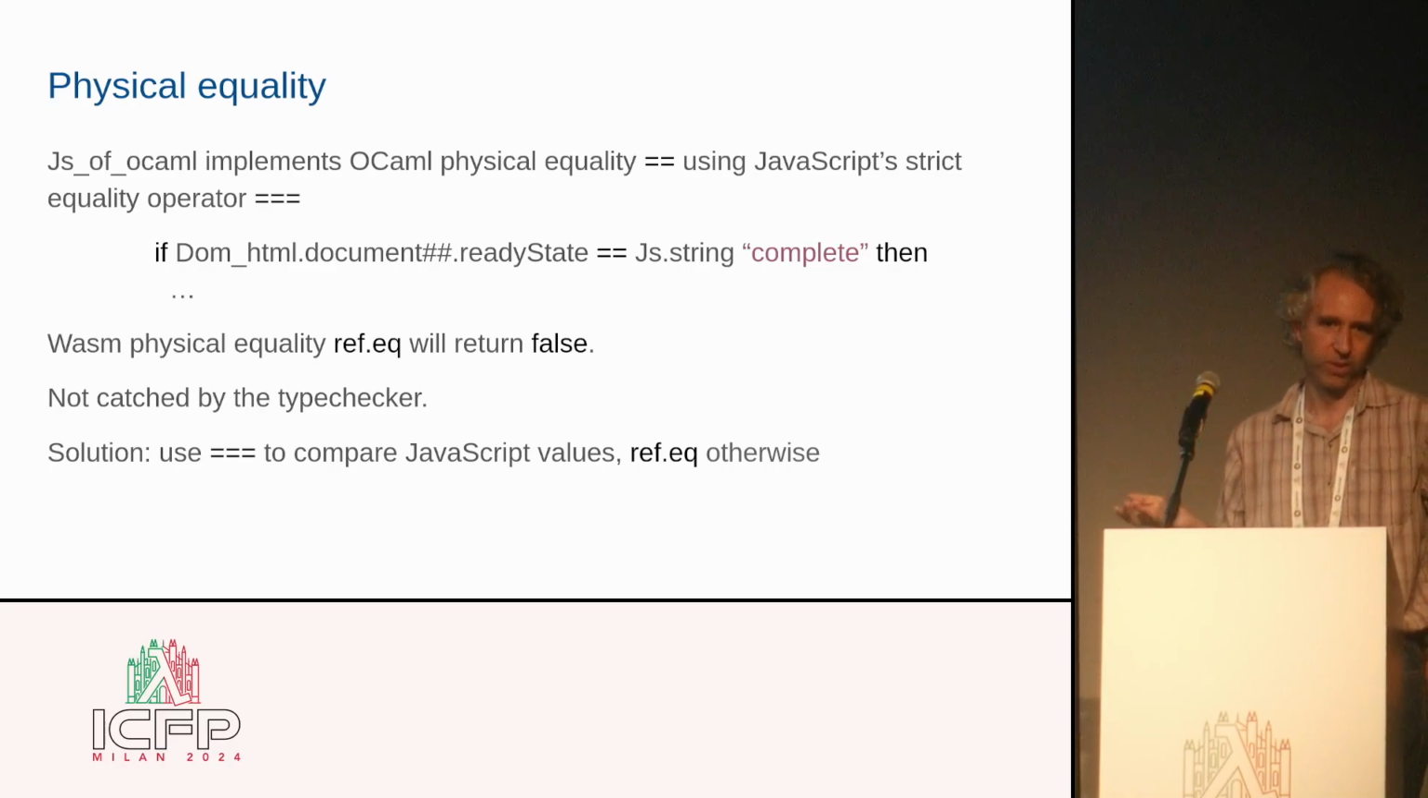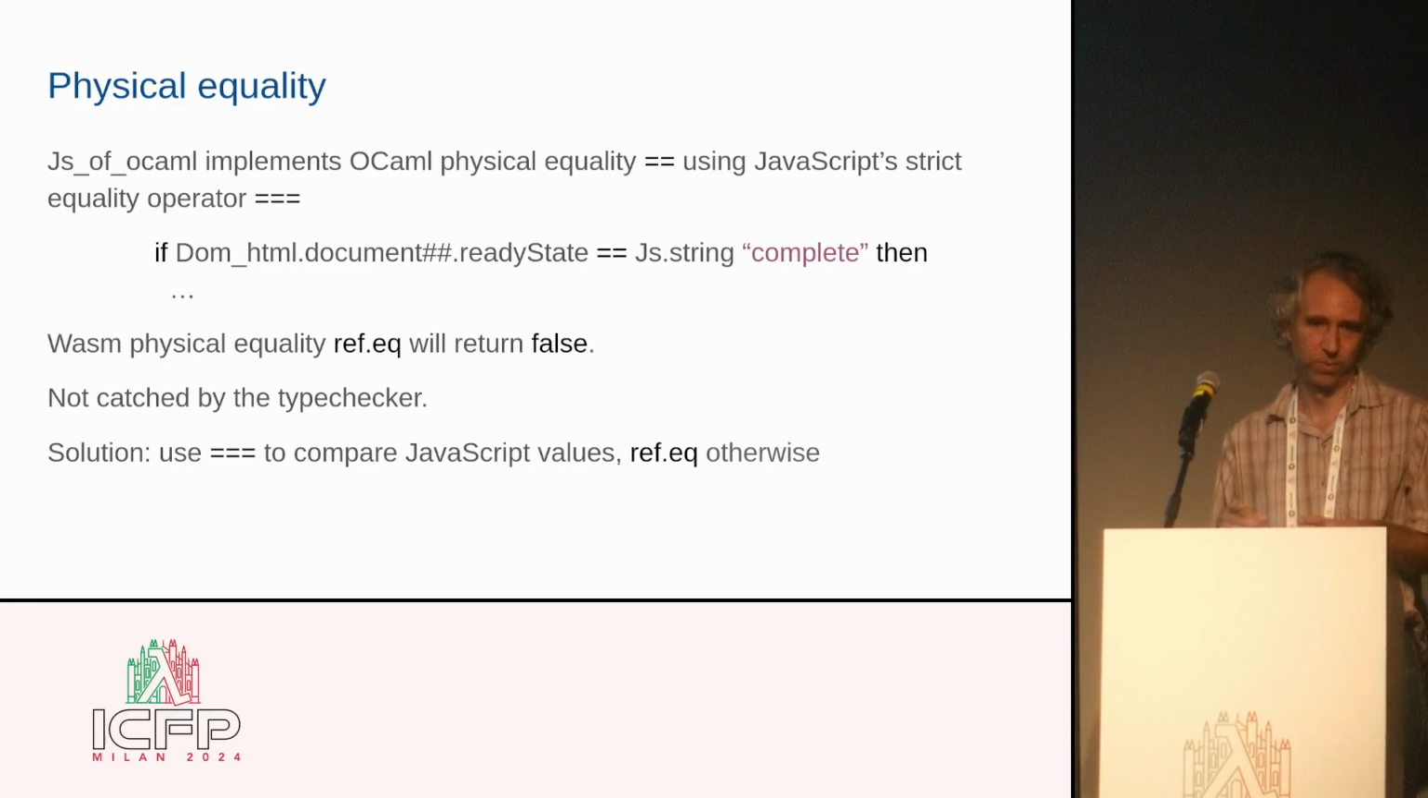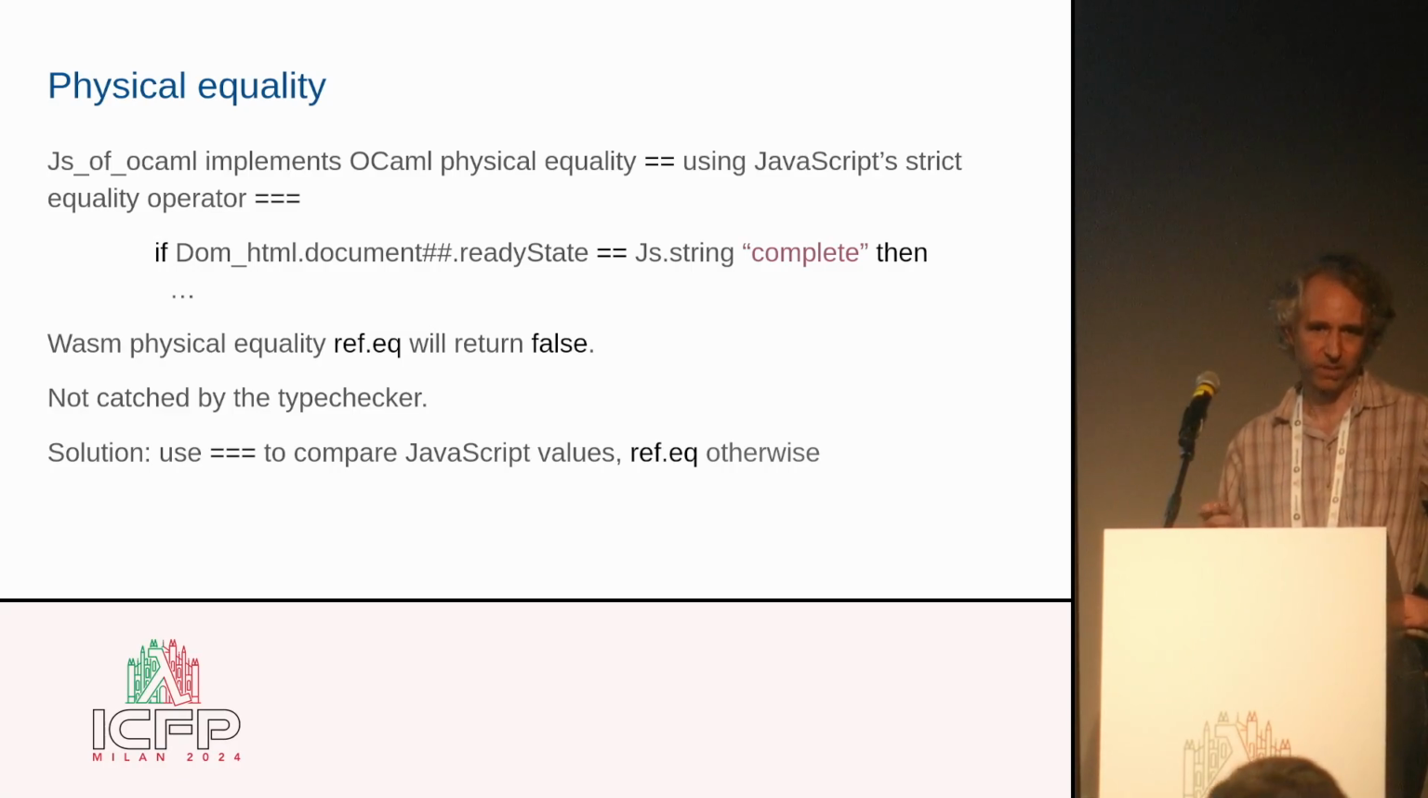And what we have done is to not use directly the Wasm physical equality, but when the two values are JavaScript values, we use the JavaScript strict equality. And that's relatively cheap, because testing if something is of a given type is not very expensive.